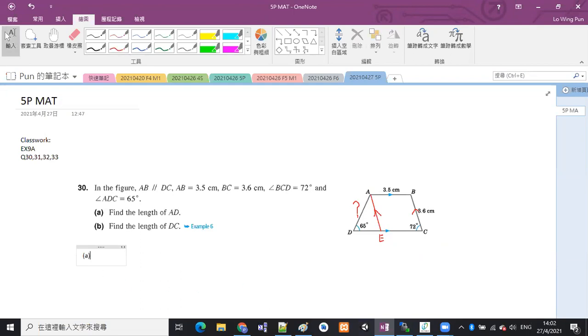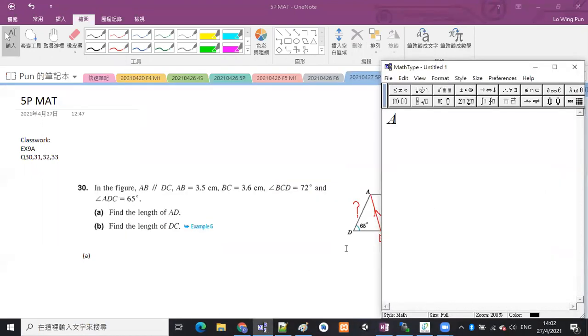So let us write this down first. AE is equal to BC. So AE is equal to BC, and this is a property of parallelogram. And they are both equal to 3.6 cm.